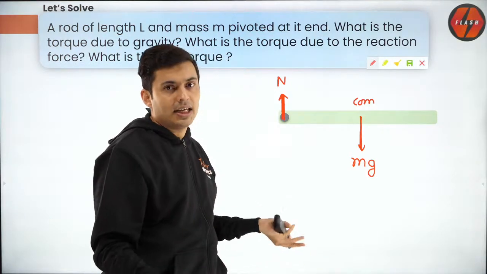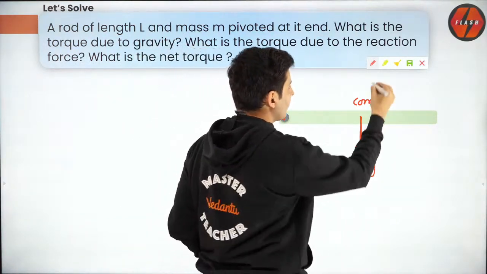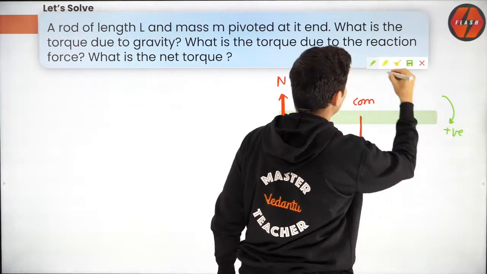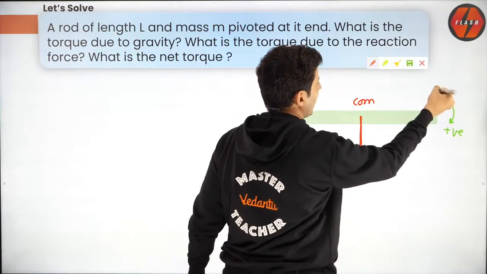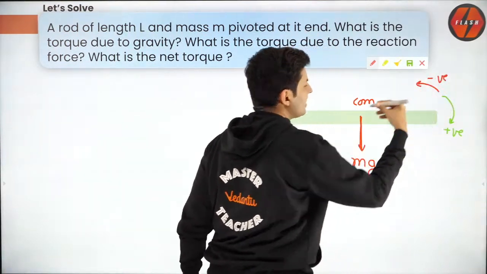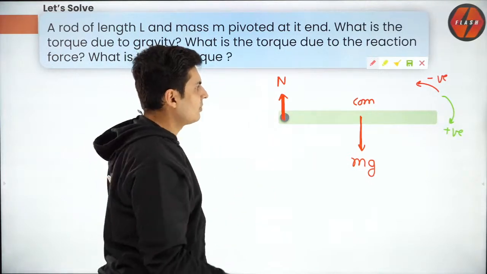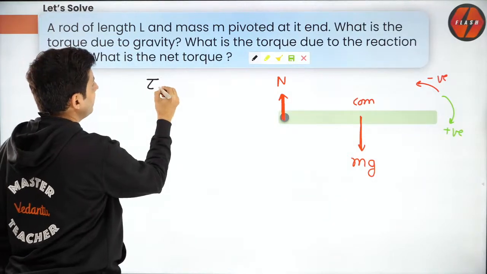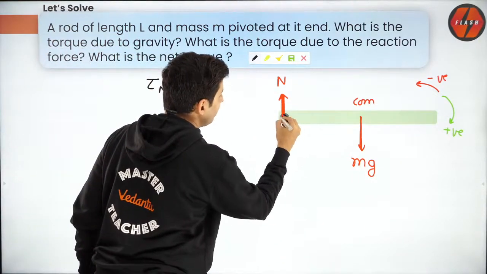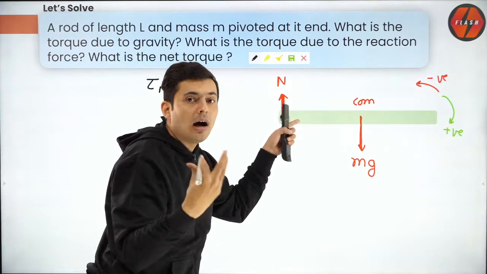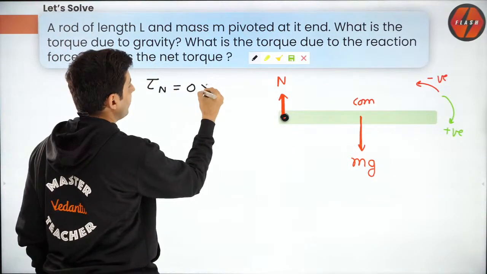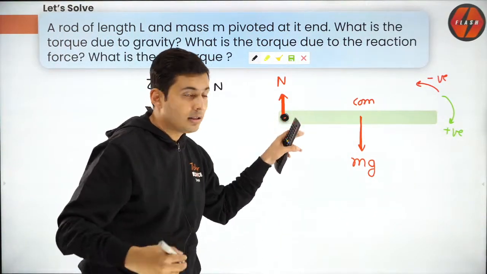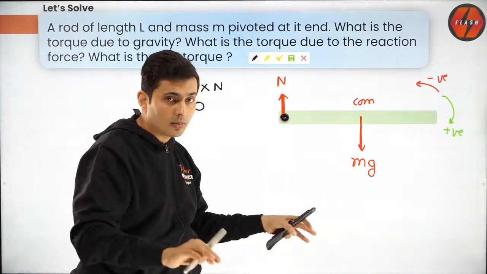Now you can choose one side as positive, one side as negative. You can say, let's say clockwise is positive torque, and anti-clockwise is negative torque. It's up to you. You can do the reverse also. So now let's write down the torque due to each force. The torque due to normal about this point itself, here r is 0, so it will be 0 cross N. So it will be basically 0. The normal force is passing through the pivot, so it will not produce any torque.